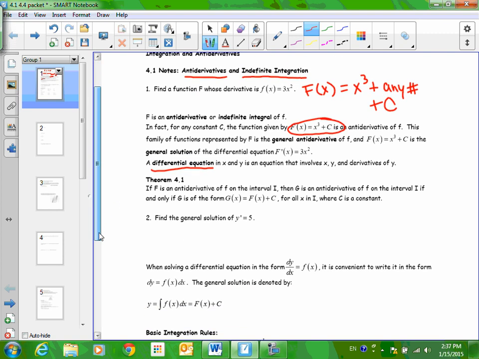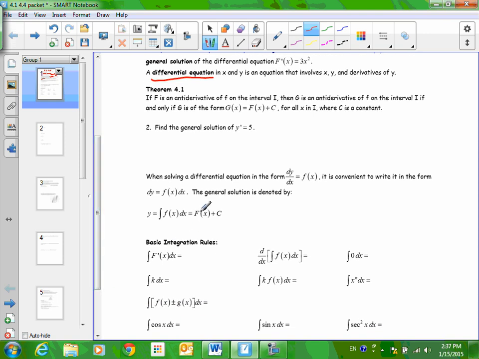We have this theorem. I don't want to spend a lot of time on this. We're not going to do a theorem write-up. It's not a theorem you're going to have to quote and any explanations. But it kind of gives you an emphasis on why we have the C. So if we have something, capital F, it's the antiderivative of f, lowercase f. Capital G is the antiderivative also of f, okay? Then that's only going to happen if and only if, which means it goes both ways, if then and then if, these two things equal each other just with a constant.